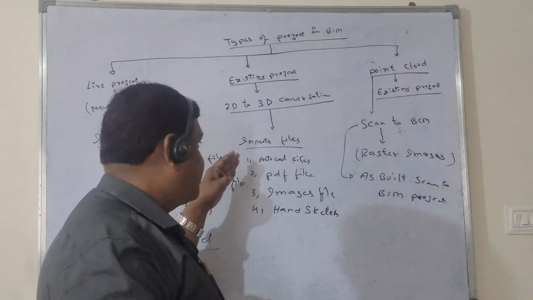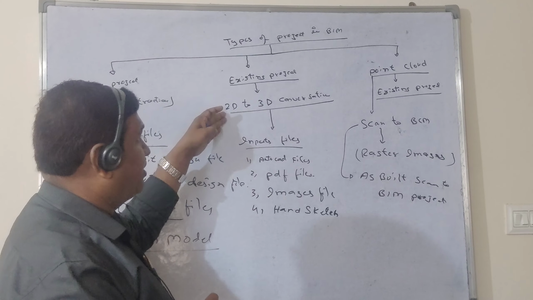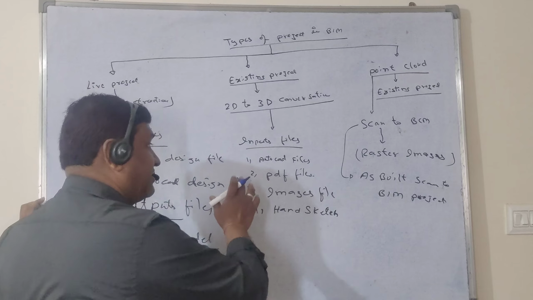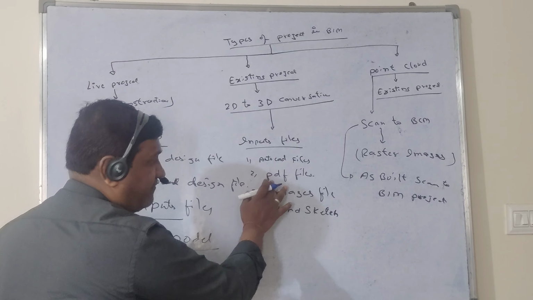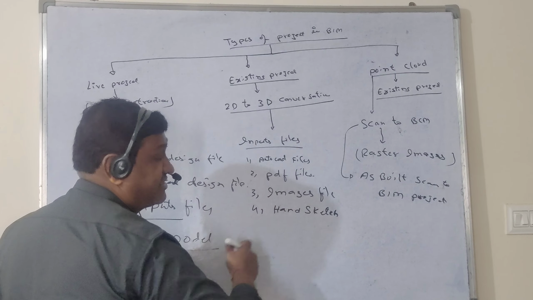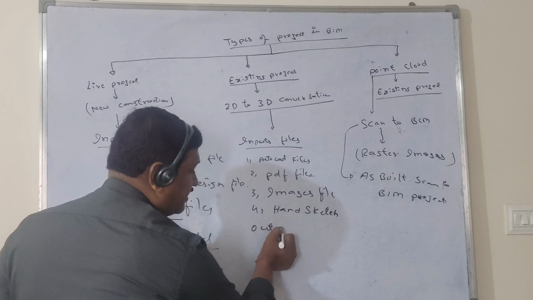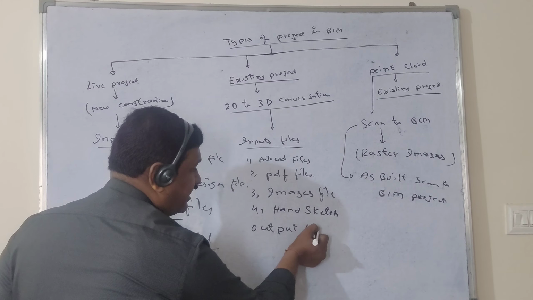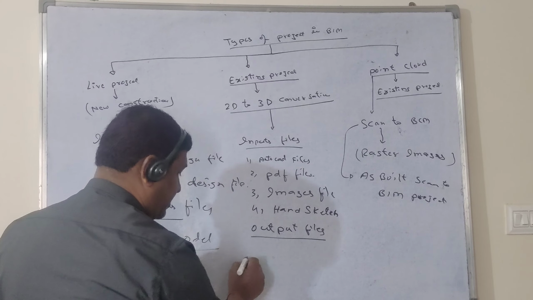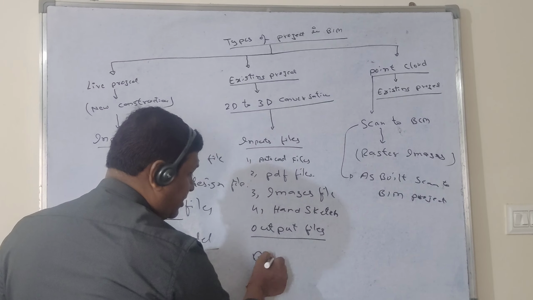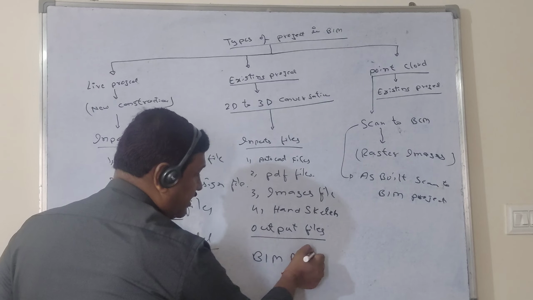Okay, so there are four types of files you will be getting for 2D to 3D conversion. That is AutoCAD files, PDF files, images, and some hand sketch files. And you have to provide the output file here, because by seeing this input you have to create a BIM model. So here the output is also a BIM model.